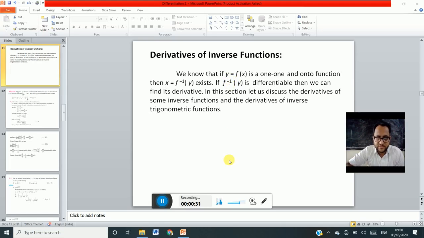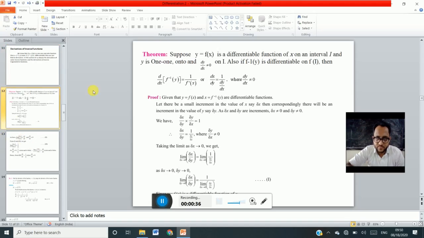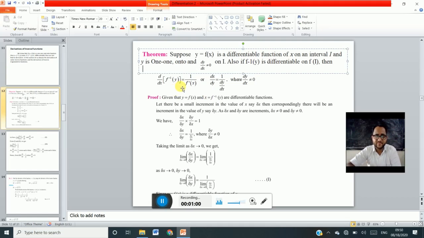See the theorem. Suppose y is equal to f of x is a differentiable function of x on its interval I, and y is one-one and onto, and dy by dx not equal to 0. This is the must condition here. Also, if f inverse of y is differentiable on f of I, then d by dx of f inverse of y equals 1 upon f dash x, or we say that dx by dy equals 1 upon dy by dx, where dy by dx not equal to 0.